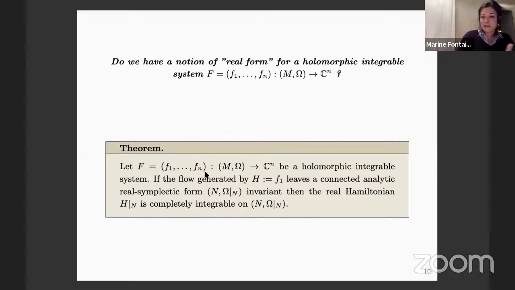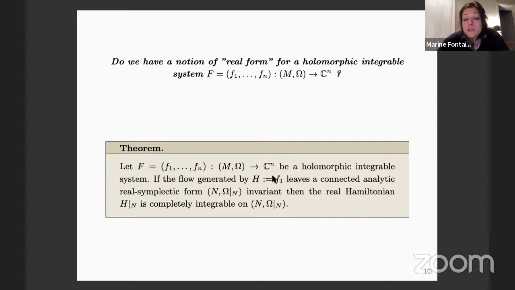And if this system is co-isotropic, then the algebra is called complete. And it was shown by Bolsinov and Jovanovic that if this complete algebra is moreover an algebra of first integrals of H, then the system is completely integrable. So here we just have a complete algebra. We show that it's a complete algebra.